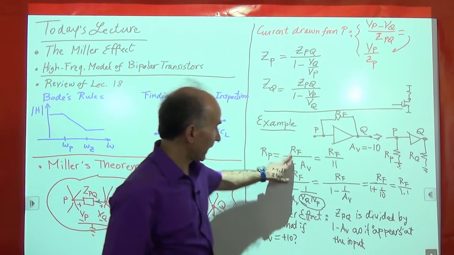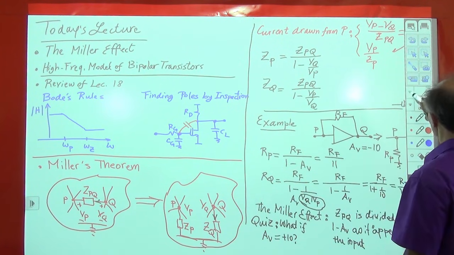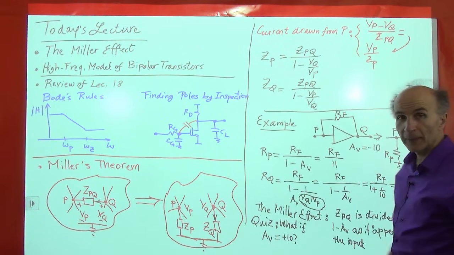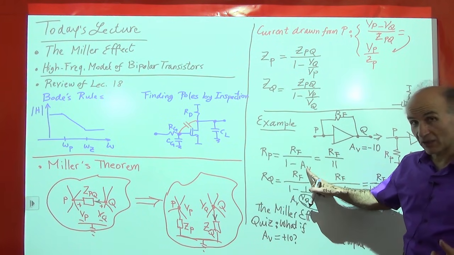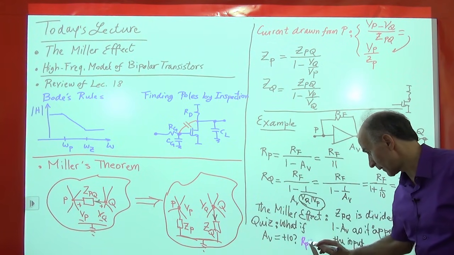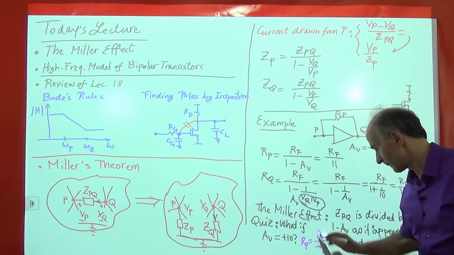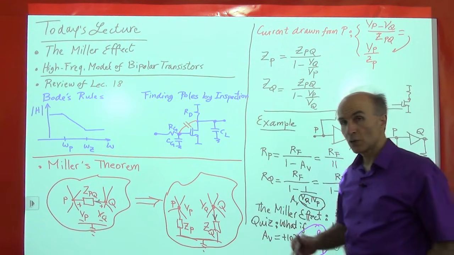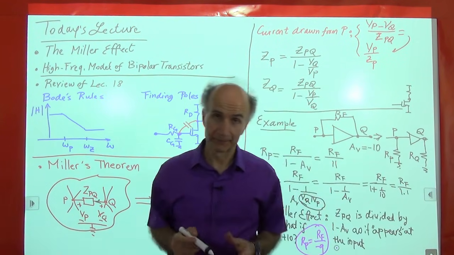Well, we've got to go back here to these numbers and see exactly what happens. So let me change the color of my pen. What we see is that AV is now plus 10. So 1 minus 10 is minus 9. So what we have is RP is equal to RF divided by minus 9, right? Instead of RF over 11. So we have created a resistance at the input that is negative.